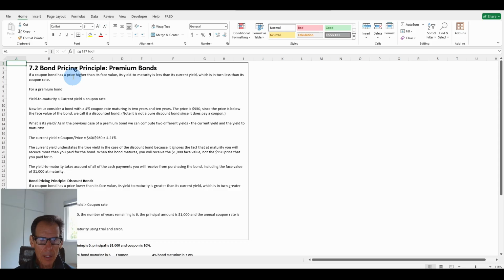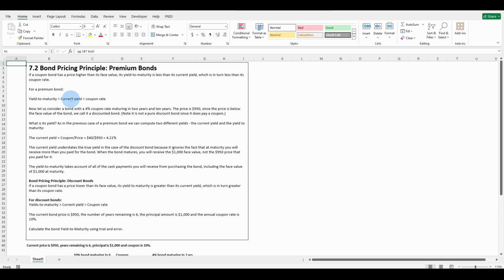If a coupon bond has a price higher than its face value, its yield to maturity is less than its current yield, which in turn is less than its coupon rate. For a premium bond, yield to maturity is less than current yield, less than the coupon rate.